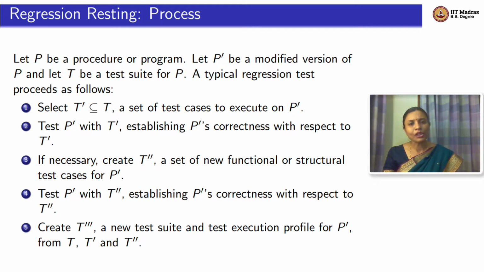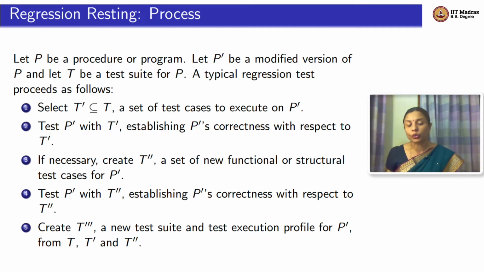And this will establish that P prime's features are correct to the extent that T prime has tested it. Based on what P prime is, many times in regression testing, we also create a new set of test cases. Let's call that T double prime. Those are exclusively for the modified software P prime. So we test P prime with T double prime and establish that P prime is correct to the extent that it was tested with T double prime.